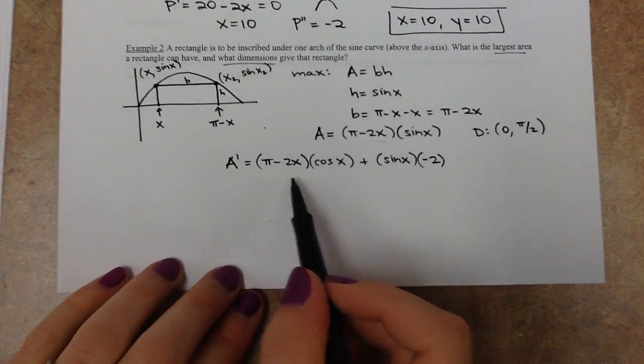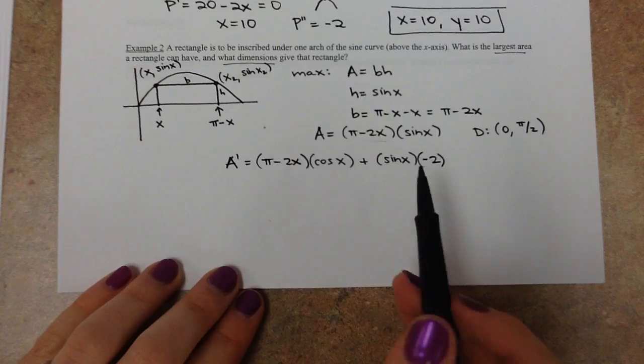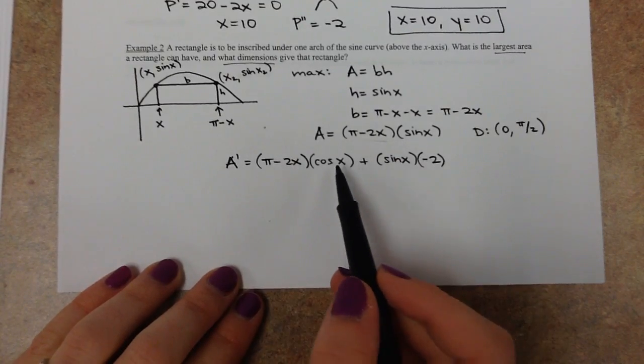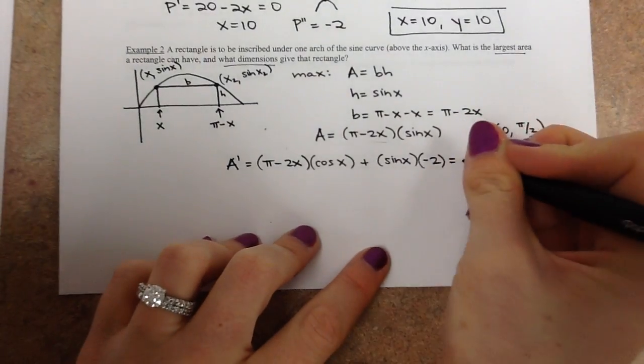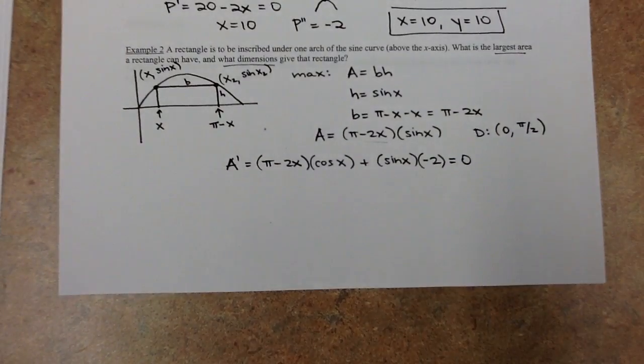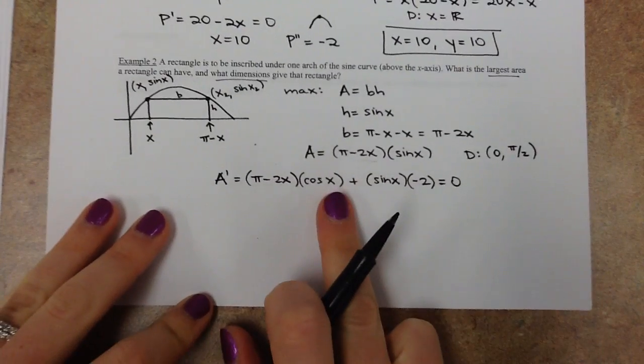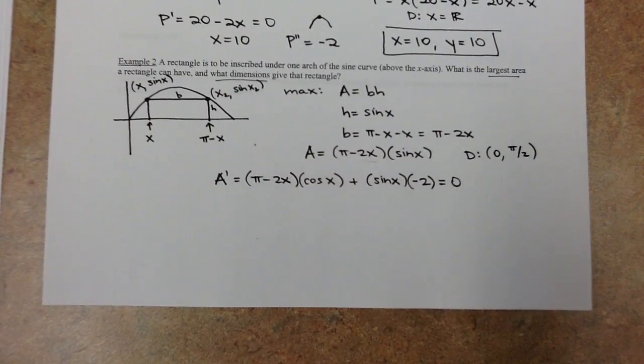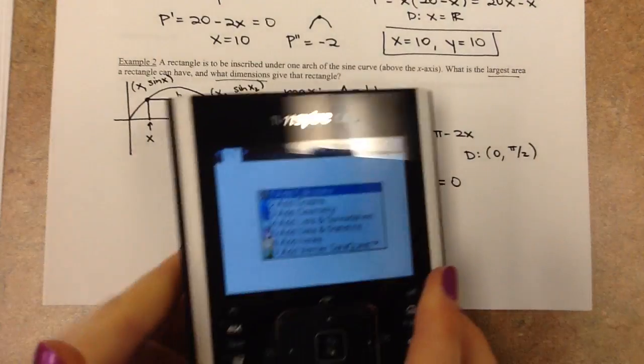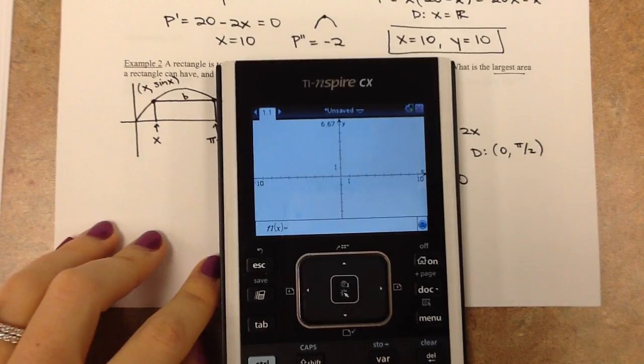Okay, so there's not going to be any place where this is going to be undefined. Polynomials are never undefined. Cosine and sine are never undefined. So I just want to know when this thing is equal to 0. Now this thing, looking at this, very solvable. Looking at this, not so solvable. So what we're going to do is plug that function right into the calculator and solve. So, if you're on the Inspire, open up a new document, graphs page.